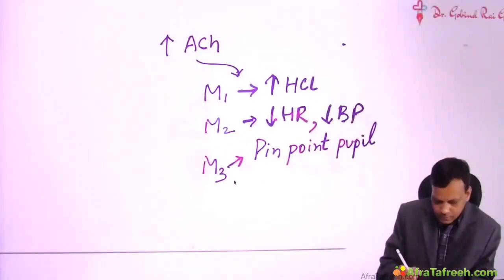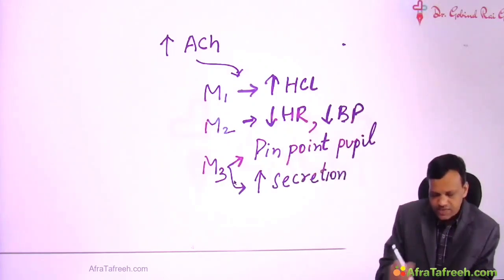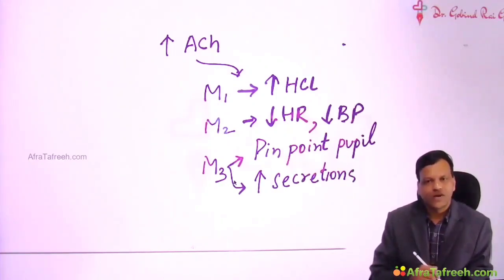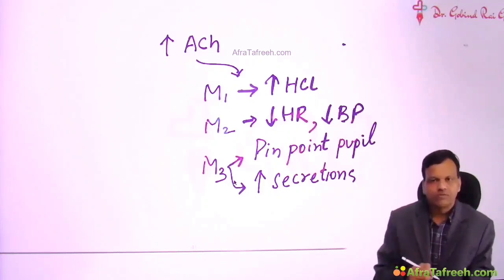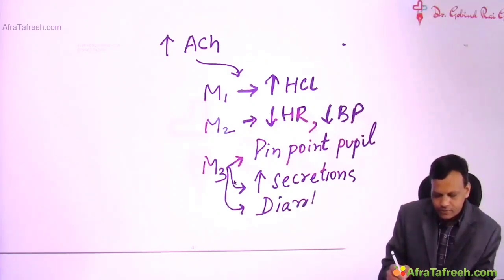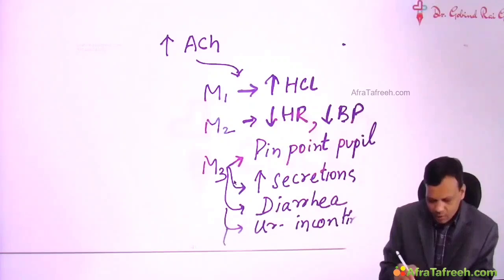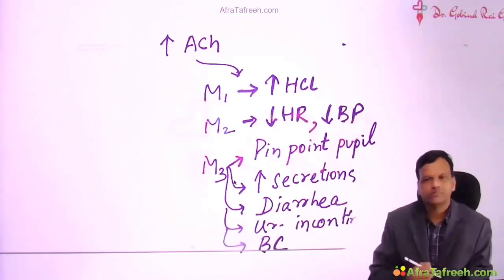Then all these secretions will increase. In the glands, secretions will increase. The person will be sweating profusely. Tears will be coming from the eyes. Saliva will be drooling from the mouth. So all secretions increase tremendously. Then in the GIT there will be intractable diarrhea. There will be urinary incontinence. There will be bronchoconstriction, which can lead to respiratory problems. So all these things will happen.